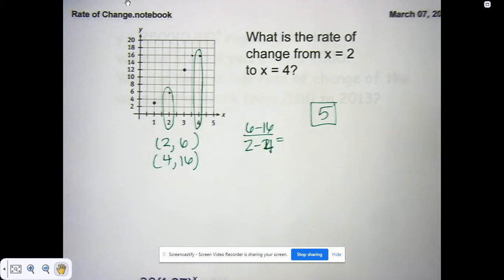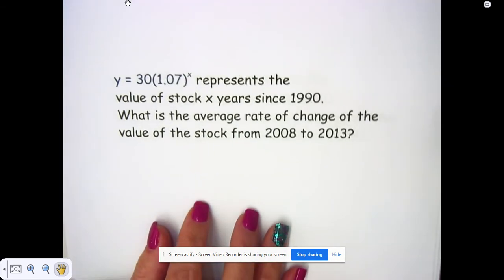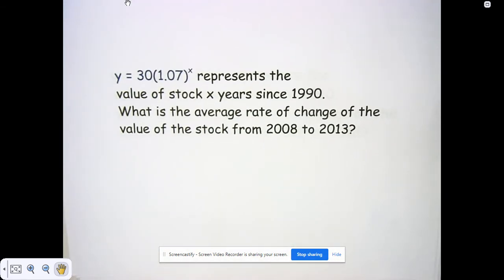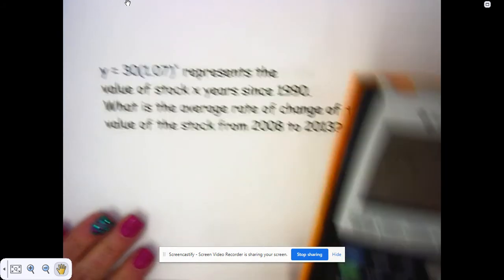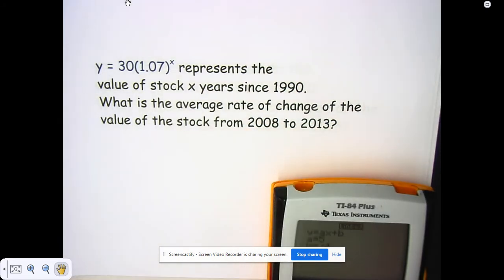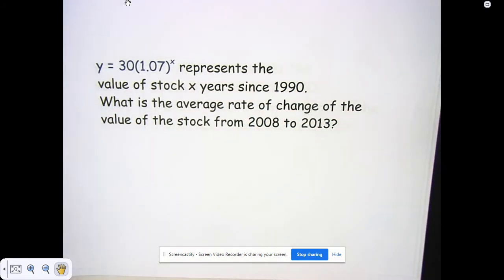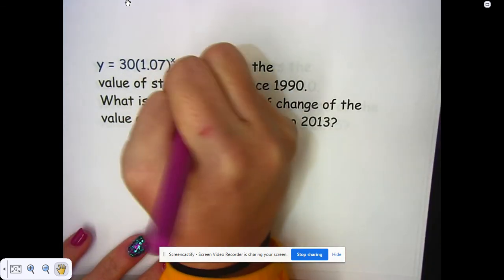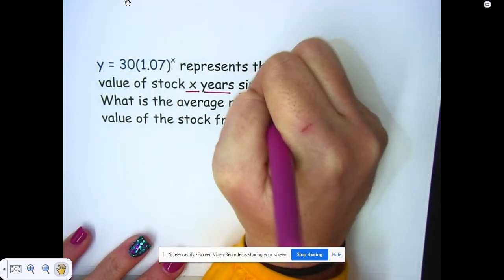Now y equals 30 times 1.07 to the x represents the value of stock x years since 1990. What is the average rate of change of the value of stock from 2008 to 2013? All right, here's where the calculator is going to be your BFF. First of all, we need to make sure we read and pay attention to some keywords here. It says x is the years since 1990.